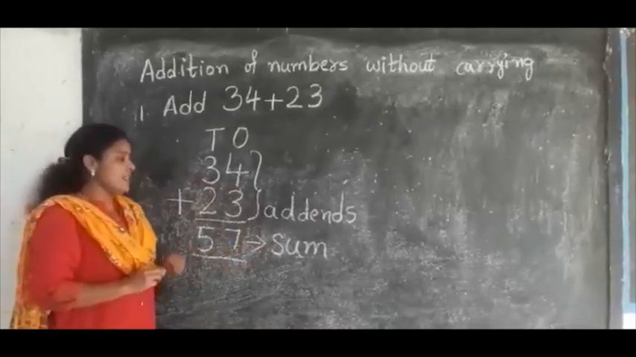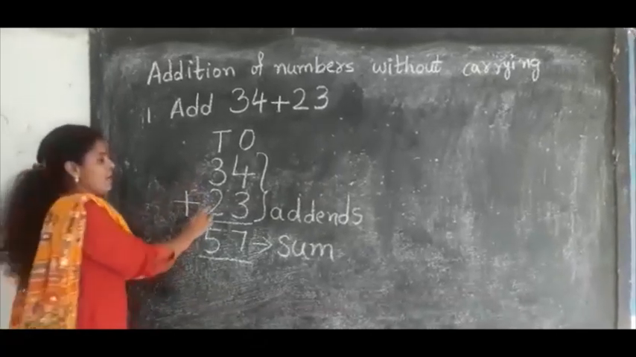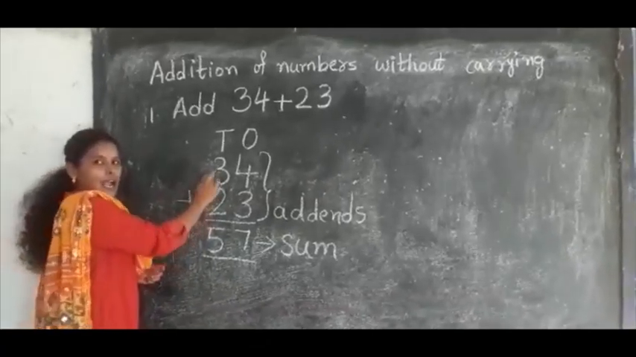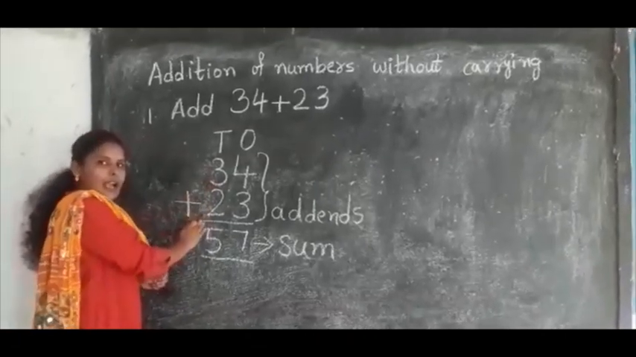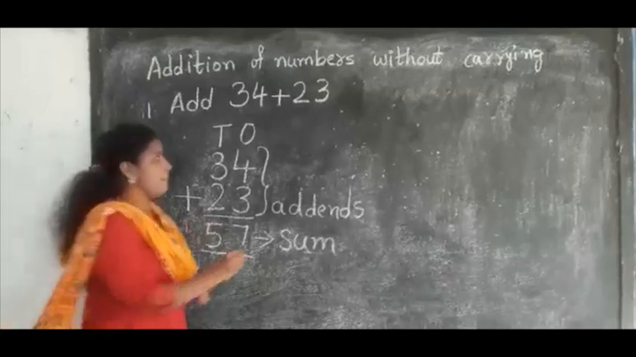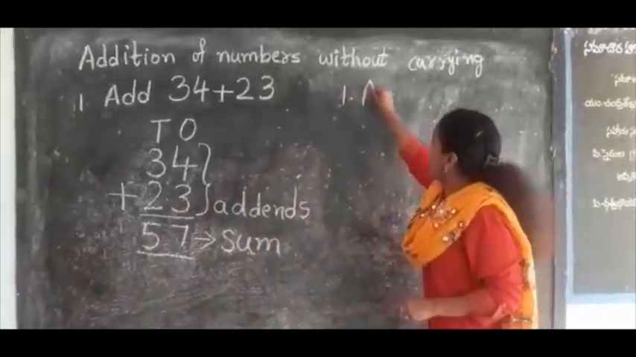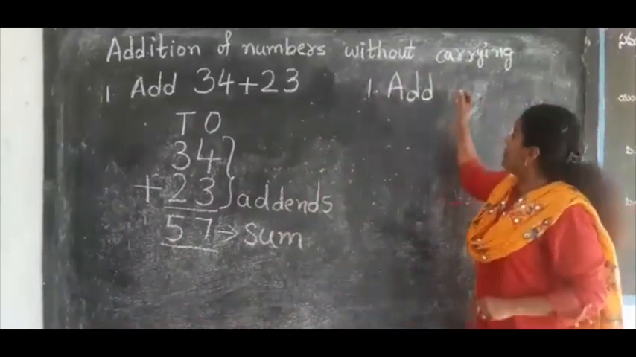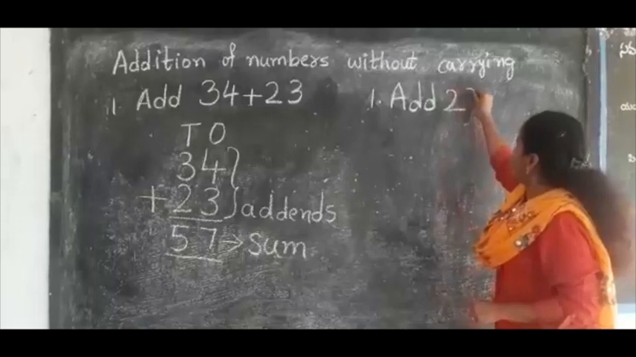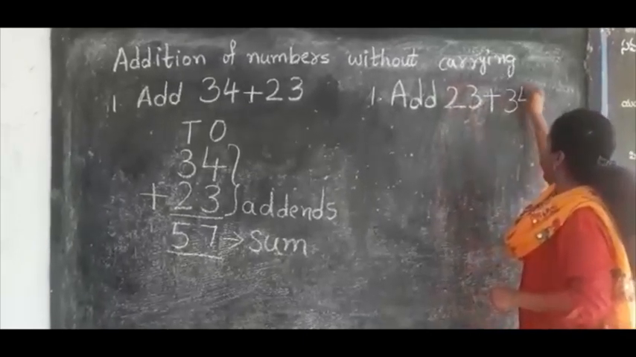And we have already learned that even if the order of the addends changes, the sum does not change. Now we will reverse this order of the addends. We will just take the same numbers, but we will reverse the order of the addends and try to solve it. Now same numbers we are taking, but we are reversing the numbers. First take 23 plus 34.